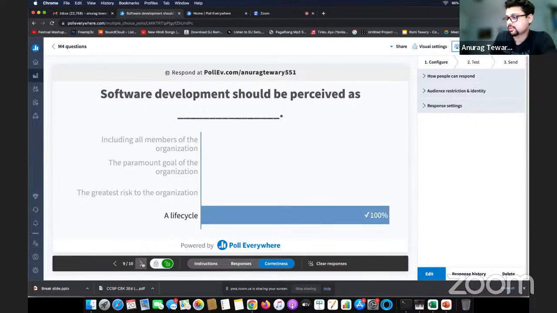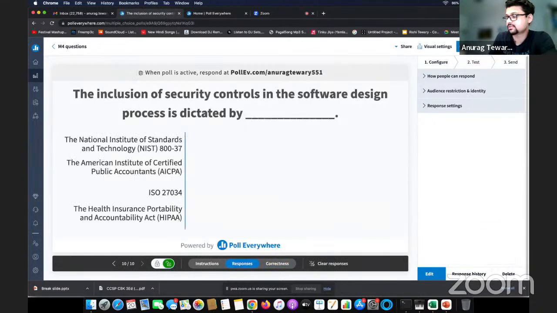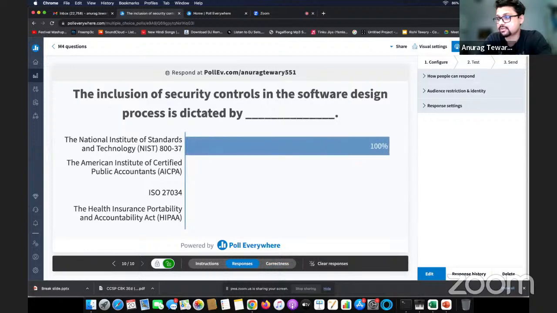Okay, I think there's one last question which I will put up. The inclusion of security controls in the software design process is dictated by which body? Which of these bodies is relevant when it comes to security controls that should be in place in a software design process?